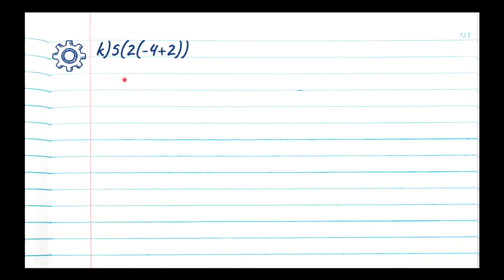Let's take a peek at K. So the first thing we want to do is look for brackets. So 5 and then an opening bracket. Okay, so now we ask ourselves, are there any child brackets? So we work through our equation. We have 2 and then another opening bracket.